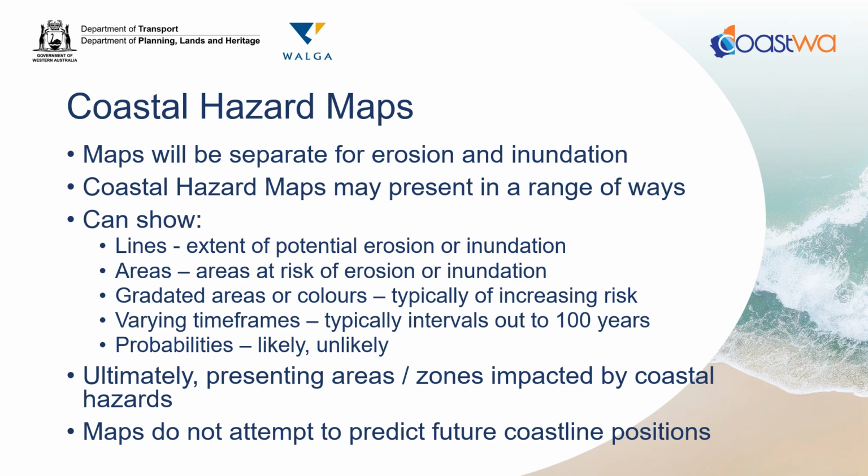You may have maps showing varying timeframes with different lines or shaded areas for different intervals, but typically out to 100 years. And in some cases, they may show things such as probabilities or likelihoods of being impacted by those coastal hazards. Ultimately, what the maps are attempting to show are areas or zones which are impacted by those coastal hazards. It's important to note, and we'll discuss this a little further later, the maps do not attempt to predict future coastline positions, but they're indicating areas which may be impacted over the planning period.